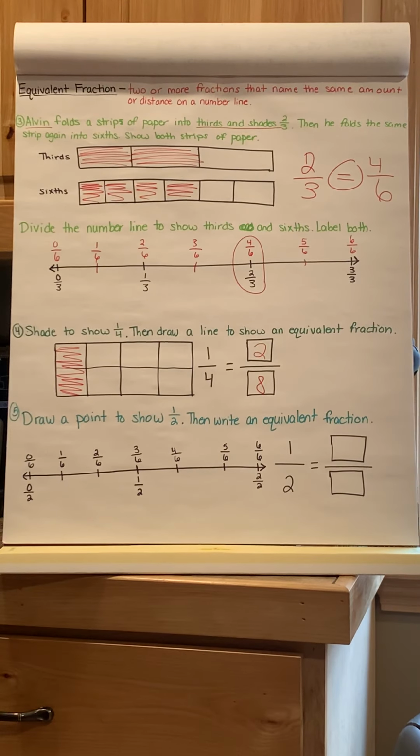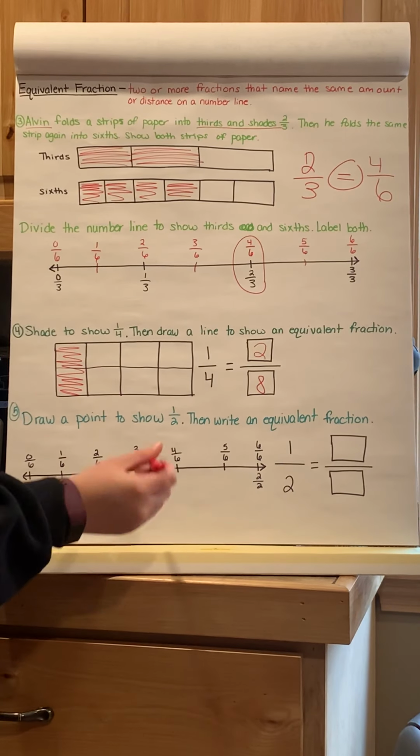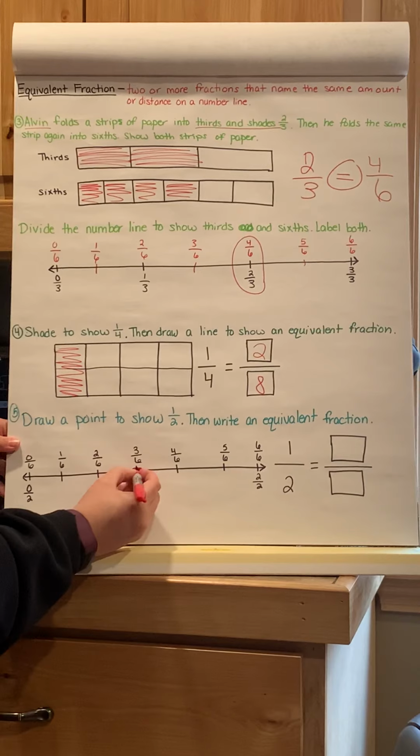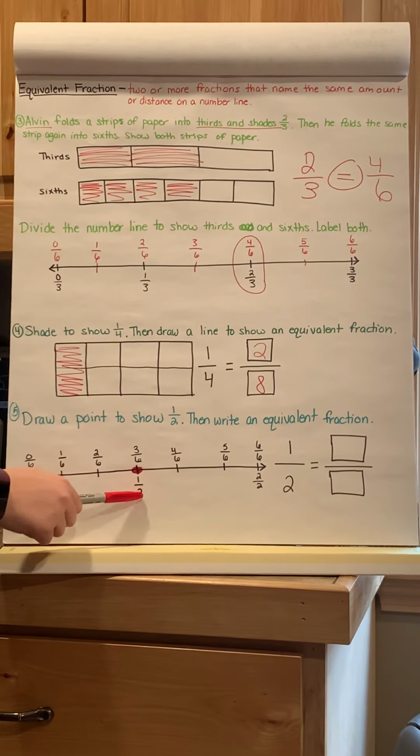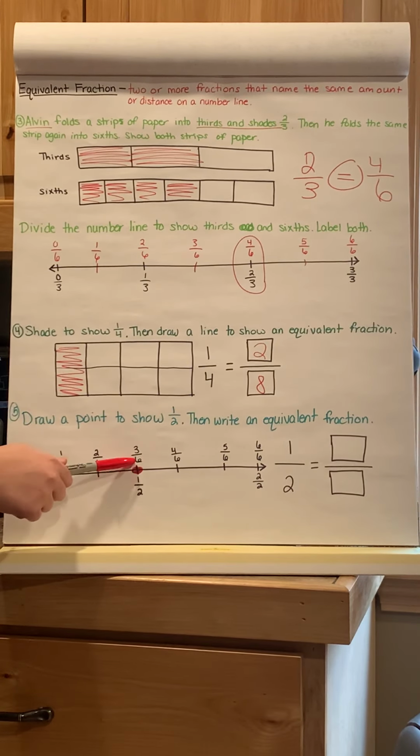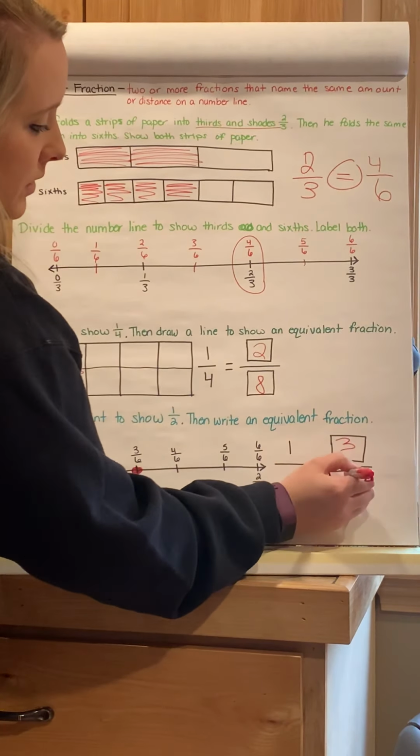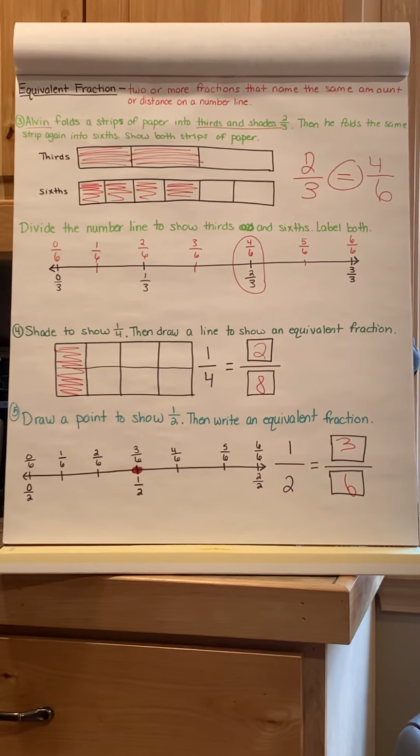For number 5, we're going to be using a number line again. So my number line is drawn. It's all labeled with halves and sixths. Find my half right here. I'm just going to draw a circle so you guys can see it. There's my half. And then what fraction is perfectly lined up above it? 3/6. So that means that 1/2 equals or is equivalent to 3/6.